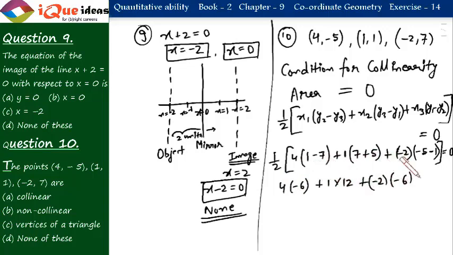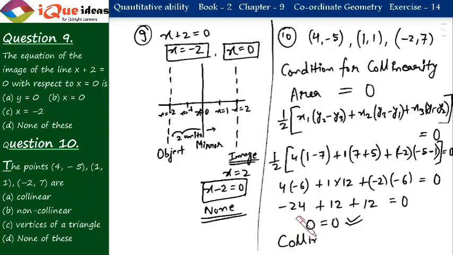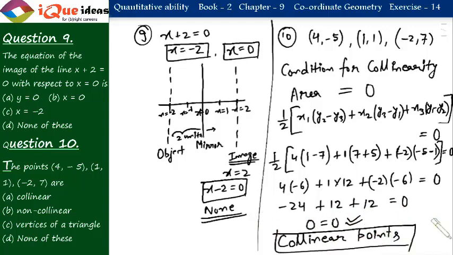Is it equal to 0? Let's check. 4 into minus 6 is minus 24, plus 12, plus minus 2 into minus 6 is again 12. Is it 0? So minus 24 plus 24, it is 0 equal to 0. That means this is correct, right? So the points are collinear. If the area becomes equal to 0, then we say that the points are collinear. So the answer of this question is collinear points.